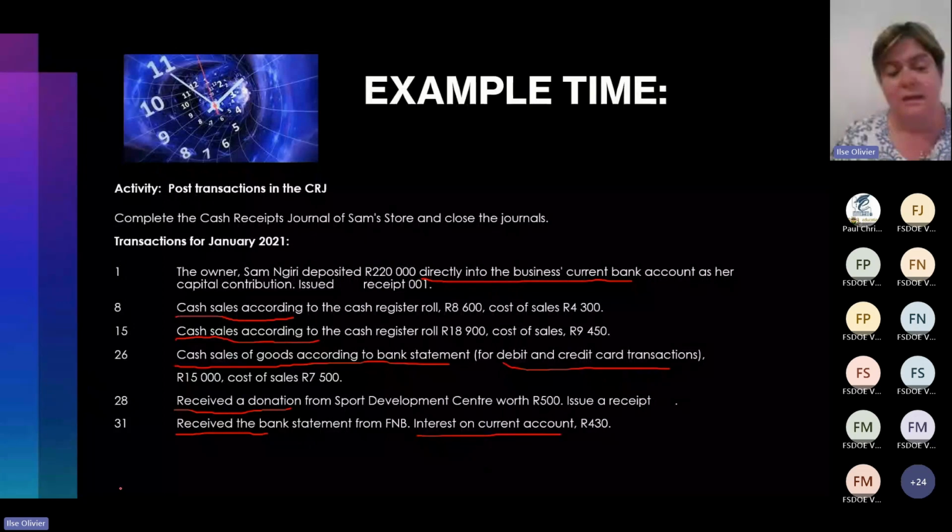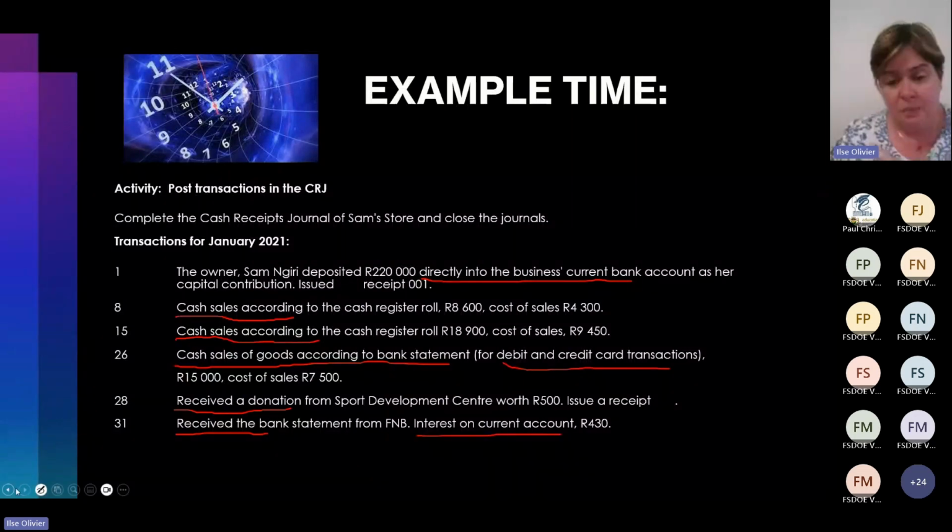So we got some interest on our account because we had a positive account. Now let's see how it is transferred to our CRJ.